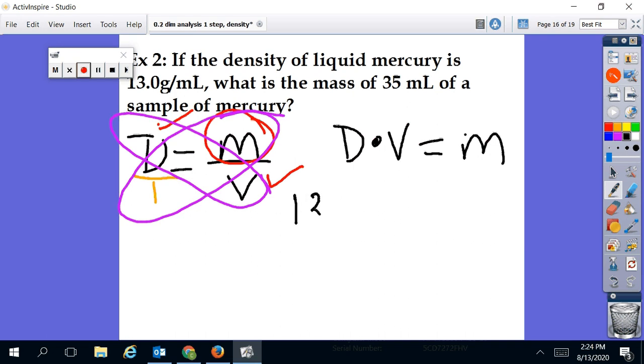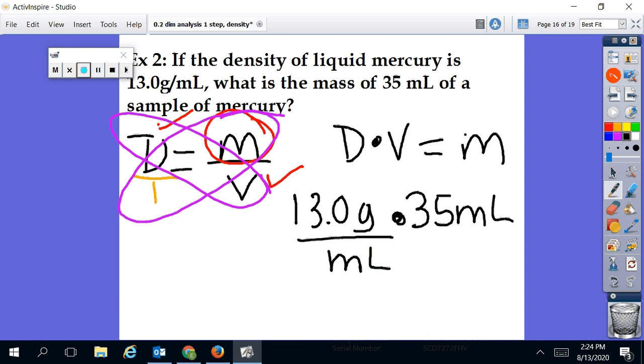So we have 13.0. Make sure you write the number and the units when you do this math. Don't just say 13 times 35 milliliters. Okay, look at the units. Milliliters cancel out, and we're left with grams, which is what we want. Multiply the two numbers, and you end up with 476 grams.